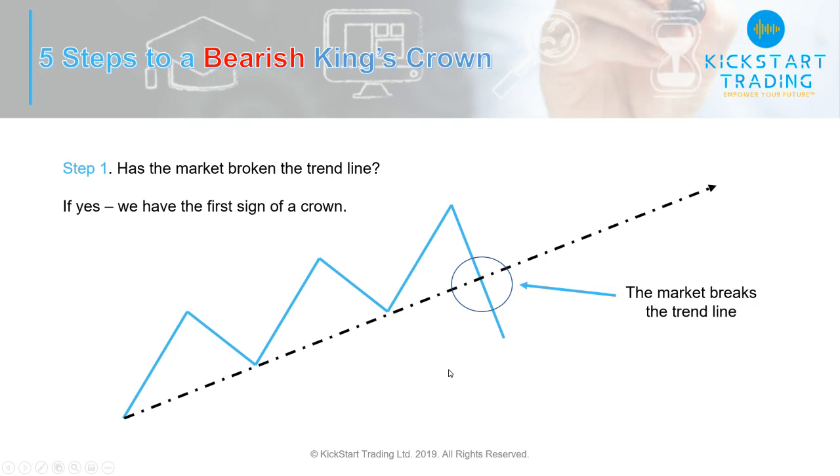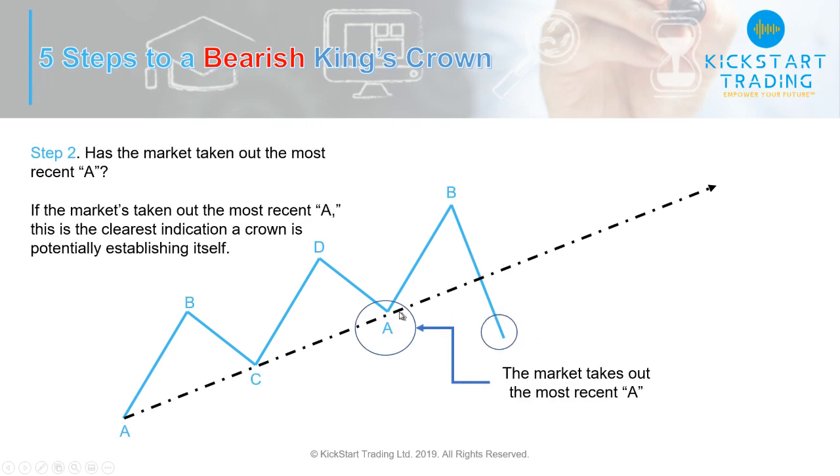Step number 1, the market has to break the trend line, right? That's step number 1. Market has to break the trend line. Step number 2, the market also has to take out the most recent A. Now, if we just get a trend line break without the market taking out an A, then obviously this isn't a crown, it's just a trend line break, which is very common, right? But the minute we take out that A, and it can be a sub A as well. If it's a sub A, it just means that it's a sub crown, right? But the minute we take out that A, whether it's a capital A or a sub A, we know that we're looking at a crown, okay?